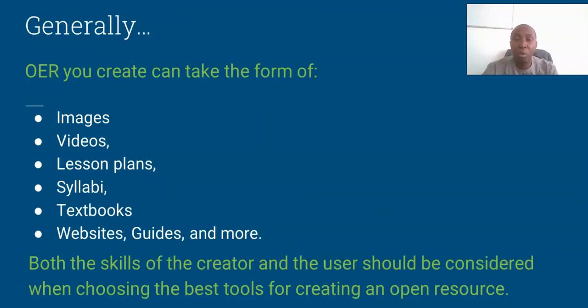Now when we think of what kind of resources, we might think of images. We can create our own open educational resource in the form of images, photos, using our cameras, our smartphones, or our tablets. We can also record a video using a smartphone or a tablet. You can create a Word document of a lesson plan. I know you are always sharing lesson plans in your groups and communities. You can also create a syllabus, or a textbook for others to use. You might also create a website, a guide, or anything that any teacher can use as another resource. So these are some of the kinds of open educational resources you can create.